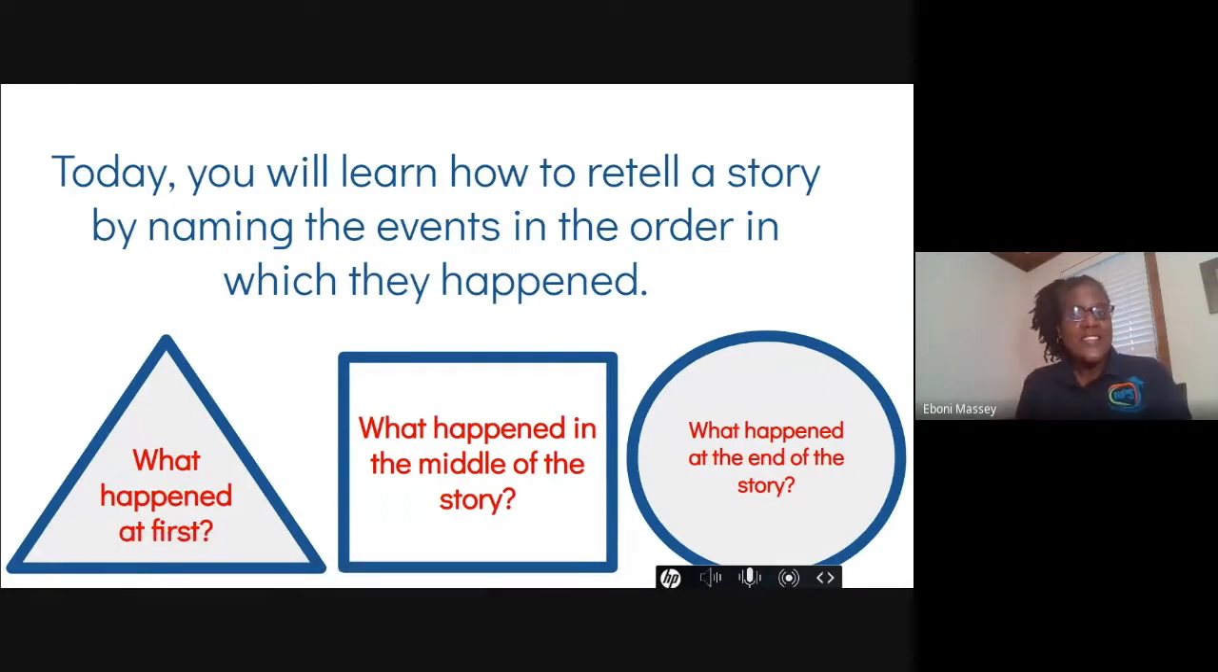We are going to focus on how to retell a story by naming the events in the order in which they happened. The story we're going to read about today, I think all of you can relate to because it's about things that happen in your everyday life. Think about it. Have you ever brushed your teeth? Could you tell someone how to do that? Have you ever gotten dressed for school in the morning? Yep. And pretty much you do the same routine every day.